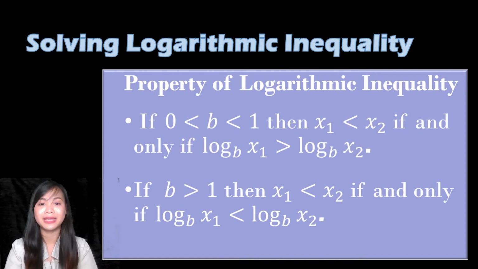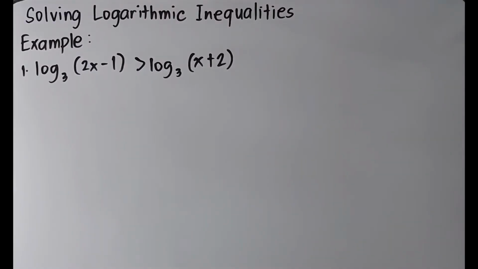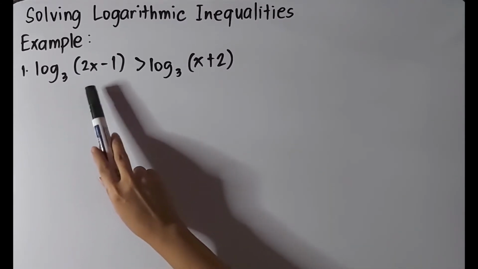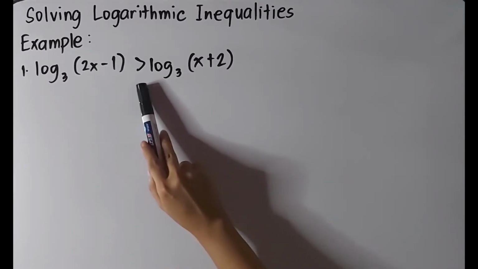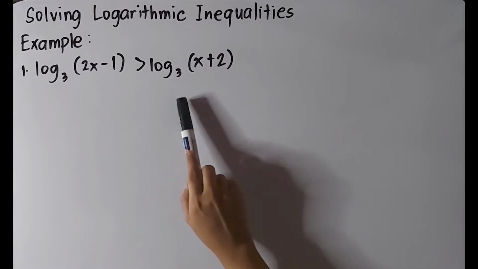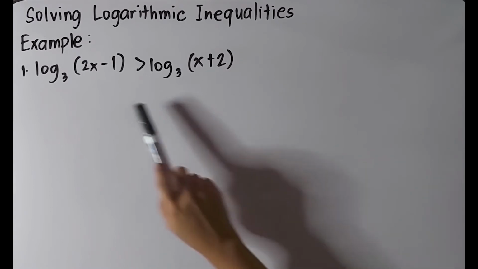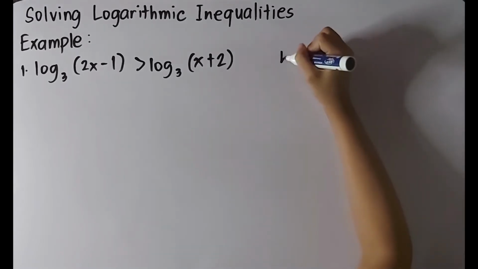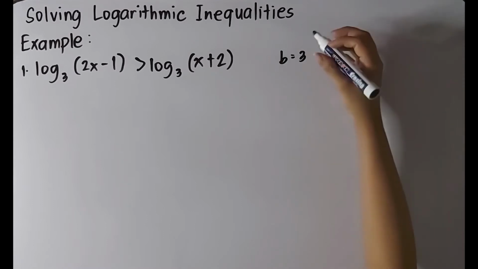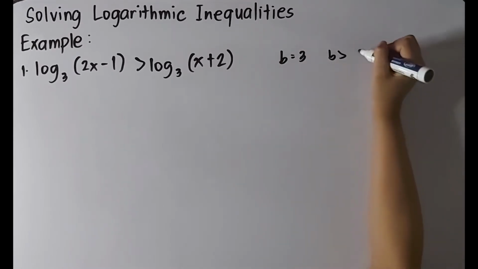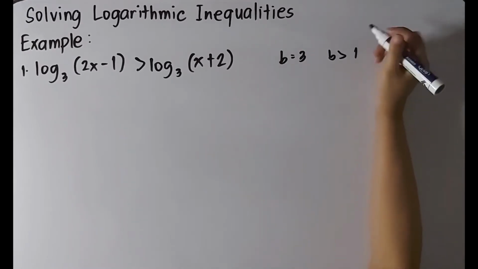So now, let's have examples. Let's have our first example in solving logarithmic inequalities. We have log base 3 of 2x minus 1 greater than log base 3 of x plus 2. Our base here is 3, so b is greater than 1.